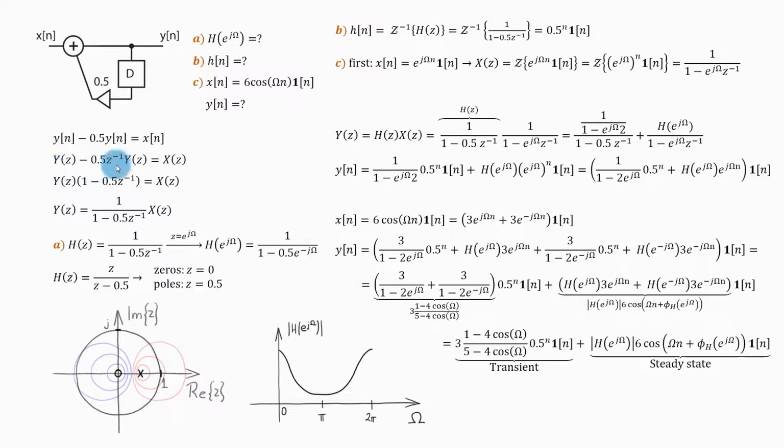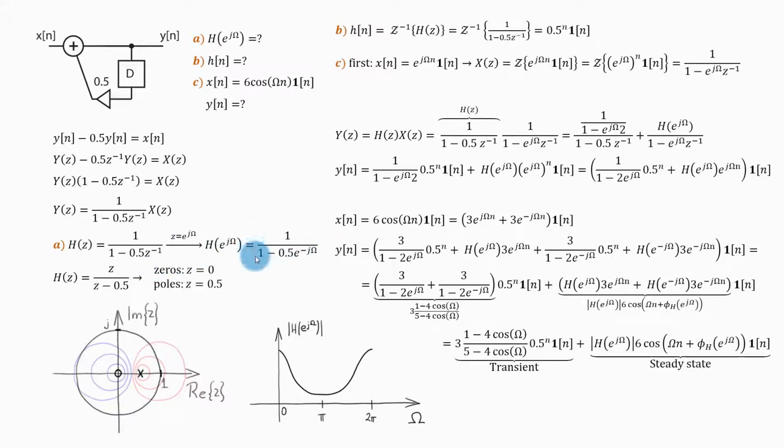Then I need to take the z transform and alter this equation into this form where I can read the transfer function. So this is my transfer function, and when I substitute e to the j omega for z, I will turn this transfer function into the frequency characteristic.